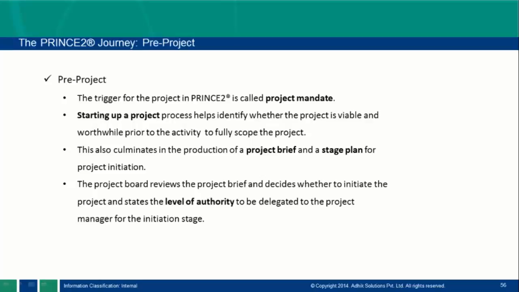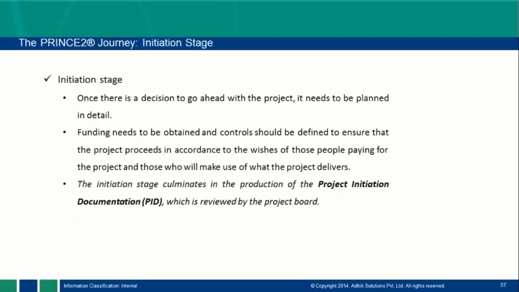So this is my first stage, that is my pre-project. Mandate we have, brief we have, the next stage plan for initiation we have, right? And authorization also, the level of authority, we have, right? Then second we have the initiation stage. In the initiation stage, once there is a decision to go ahead with the project, it needs to be planned in detail, right? So every planning we are doing here. Yesterday, if you remember, I told you the difference between Scrum, PMP, and Sprint 2, right?